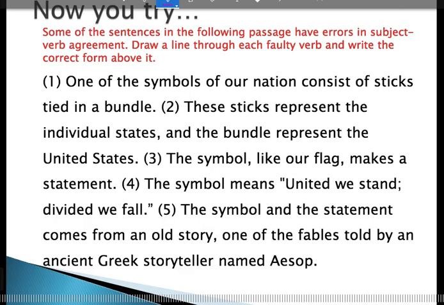So finally, it's your turn. Some of the sentences in the following passage have errors in subject-verb agreement. Draw a line through each faulty verb and write the correct form above it. So you're going to go through these 5 sentences and do so. I will then check this for homework credit.